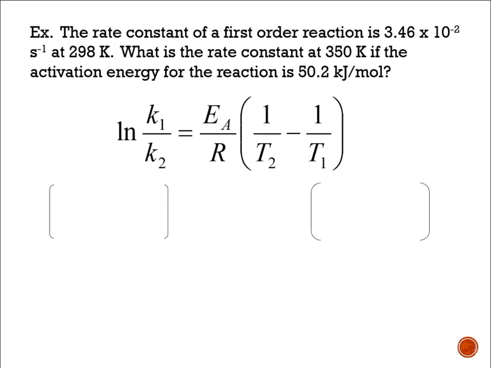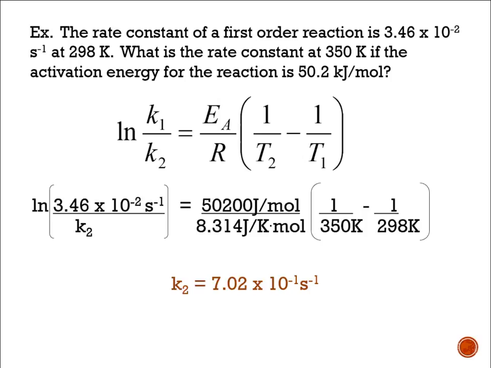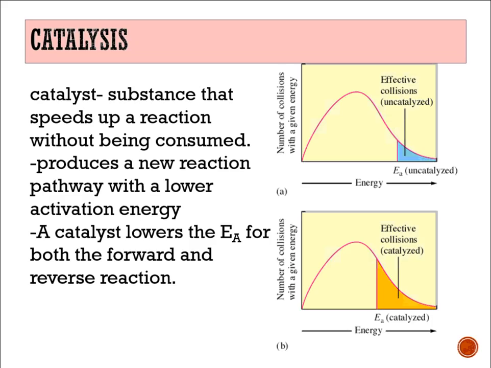So moving on into catalysts, this is sort of the last little slide out of the unit. Catalysts are substances that speed up reactions without being consumed. They produce a new reaction pathway with lower activation energy. A catalyst lowers the activation energy for both forward and reverse reactions.